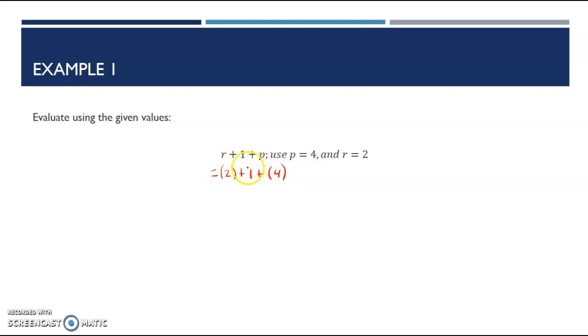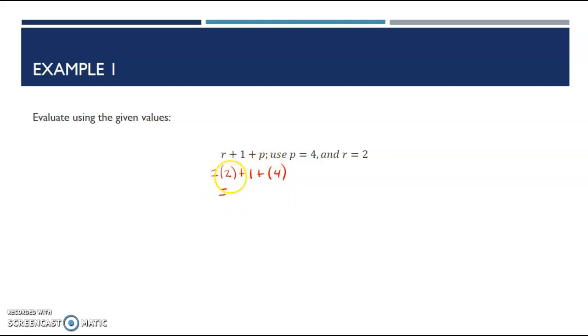And the reason I suggest that is, if either of these were negative, I could easily end up losing a negative because I didn't put it in parentheses and I lost track of signs. So it's just, in my many years of teaching, I highly suggest you substitute into parentheses. And then after you've substituted in, you can drop parentheses later.